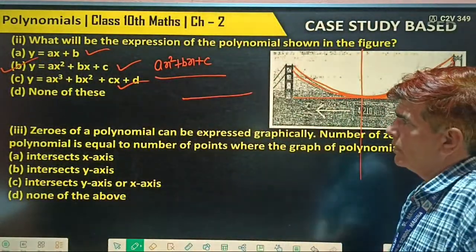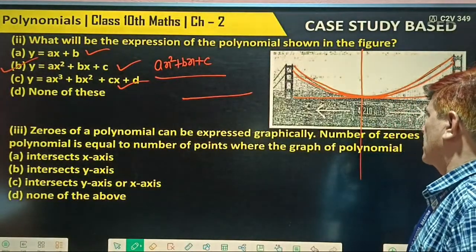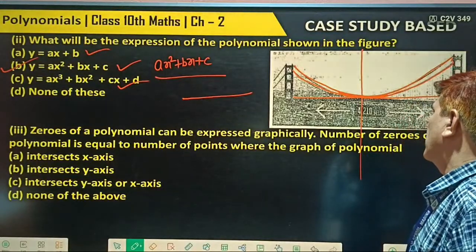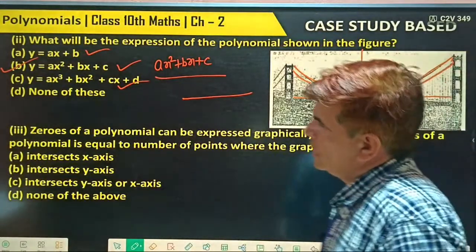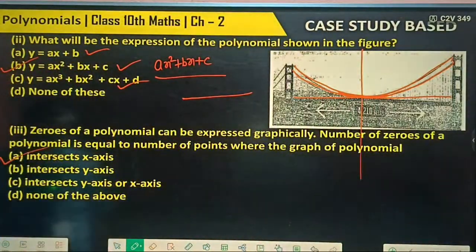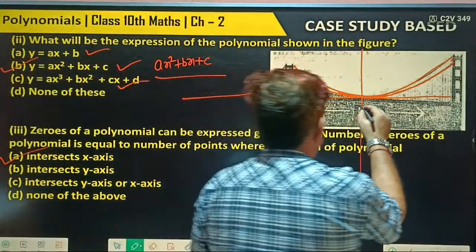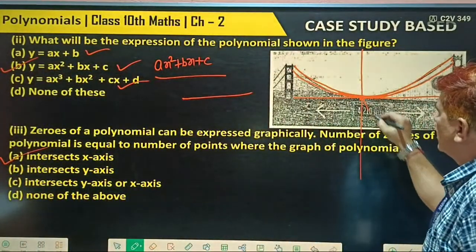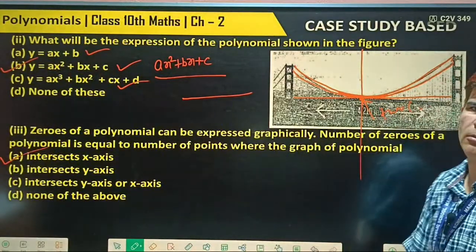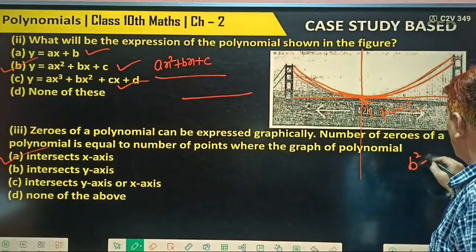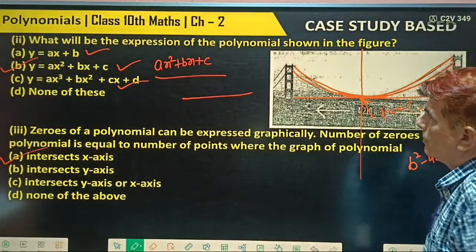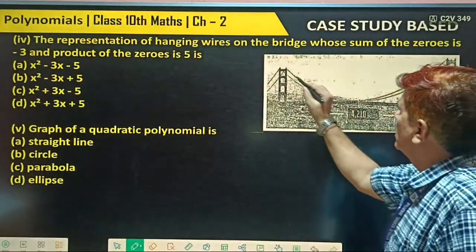Zeros of a polynomial can be expressed graphically. The number of zeros of a polynomial is equal to the number of points where the graph of the polynomial intersects the x-axis. So it's cutting the x-axis at this point. So these are its zeros, two zeros, and both are equal, when b square minus 4ac equal to 0. So its shape is like this.